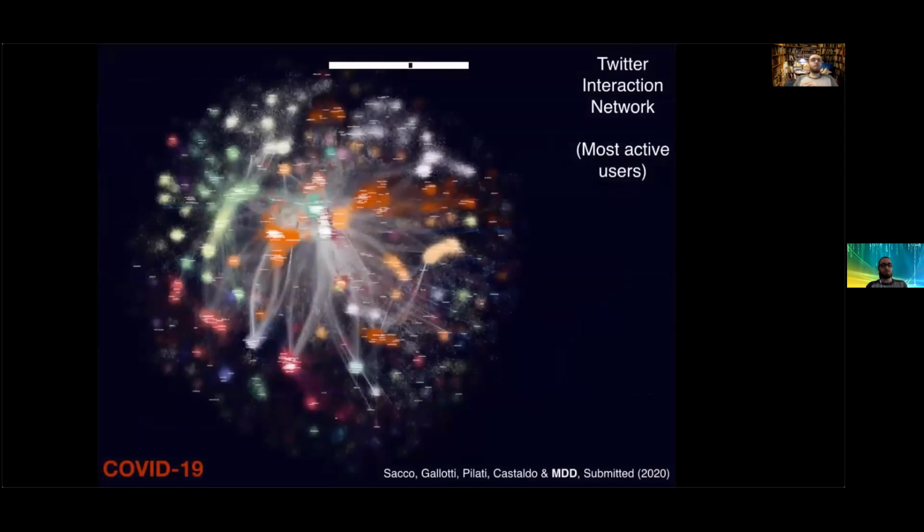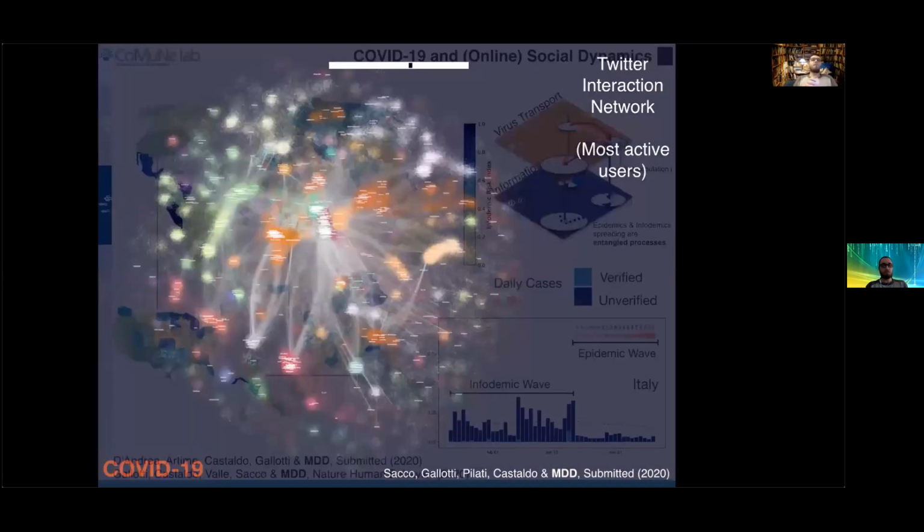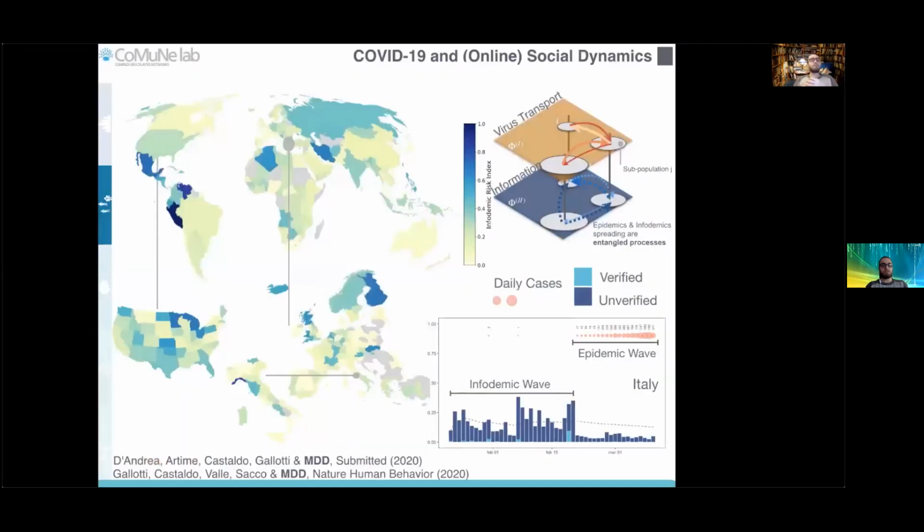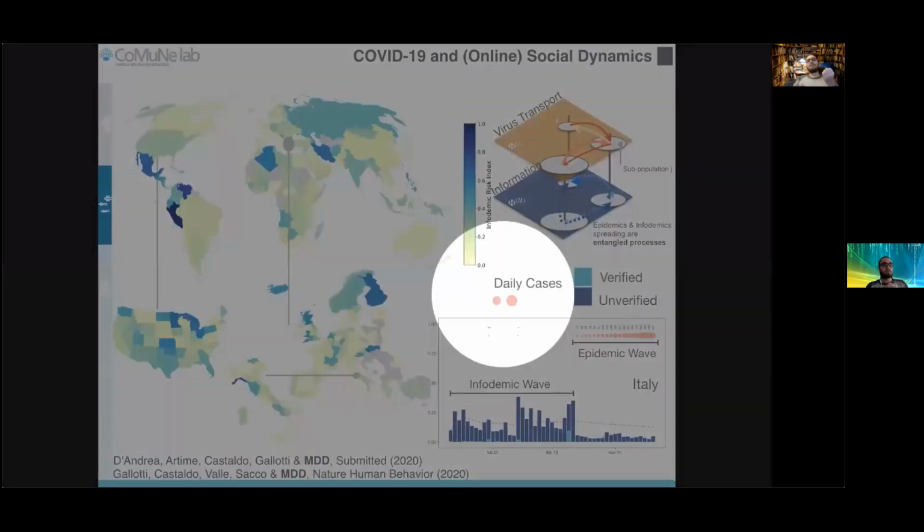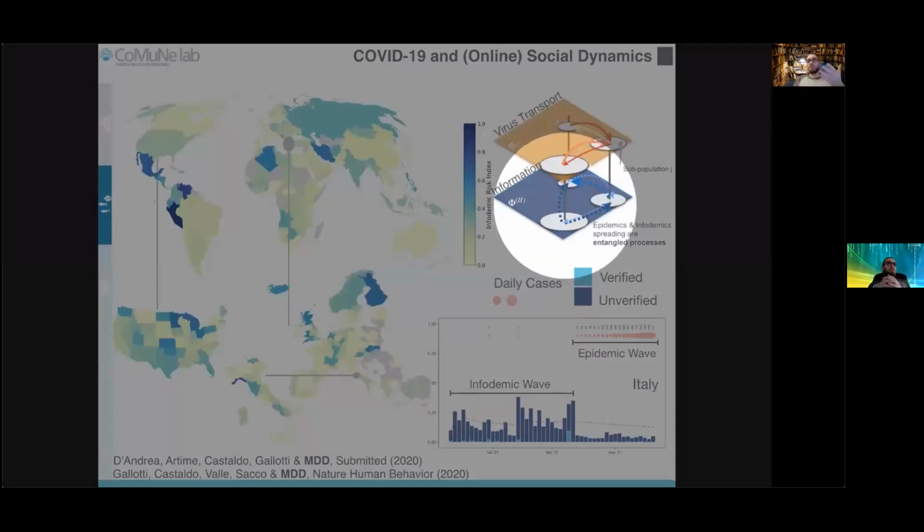We have reconstructed the social network of interaction. This is just a snapshot where you see that there is a very strong mesoscale organization. Those groups, encoded by colors, represent entire countries or political parties. And our analysis has revealed that there is a strong relationship between the dynamics of the virus, or the epidemic spreading, and the dynamics of unreliable information. That is, the spread of fake news and conspiracy theories and so on.